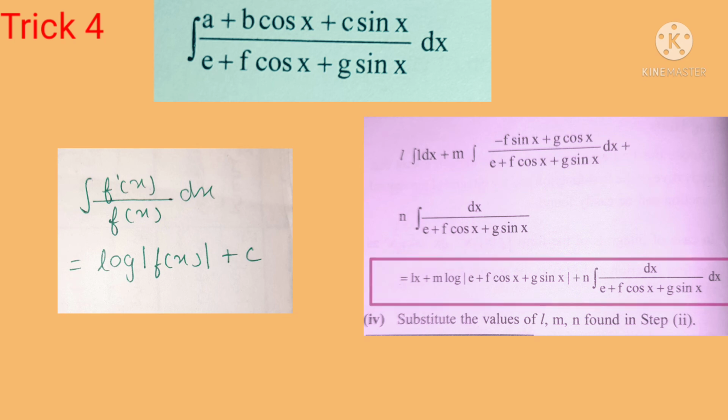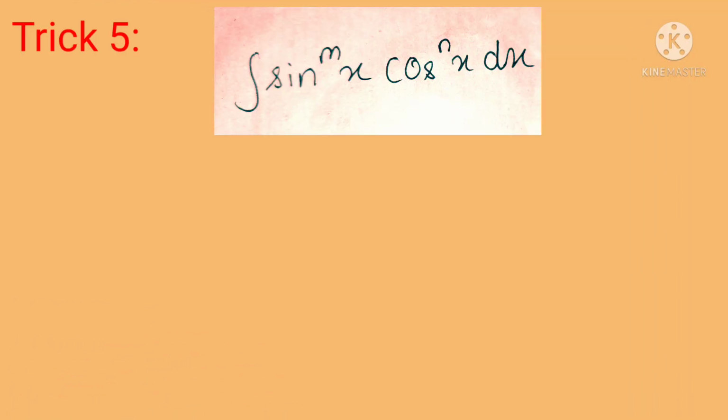Just see it on the right hand side, so that you can see how we can use it and which example we need to use this trick idea for. And the fourth step: we just need to find the values of L, M, N as we have done in the second step. Now let's move to the fifth trick.